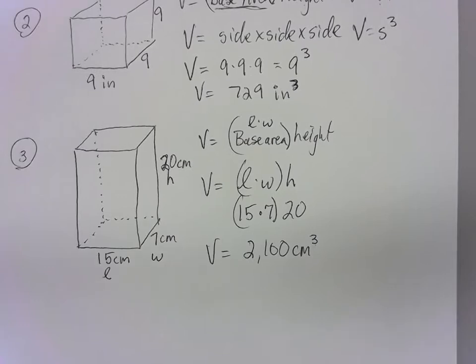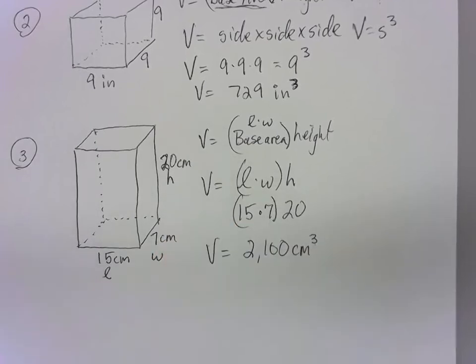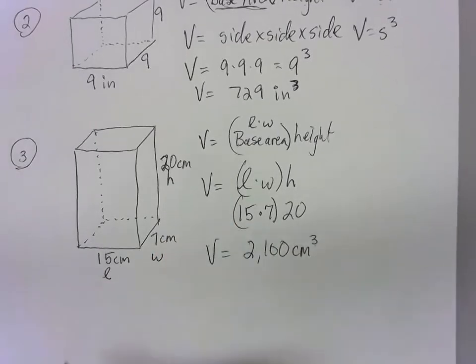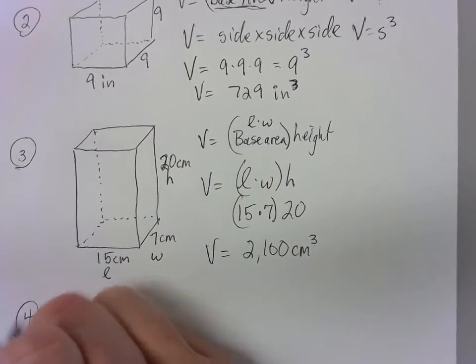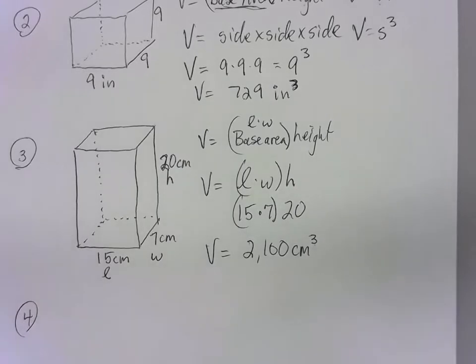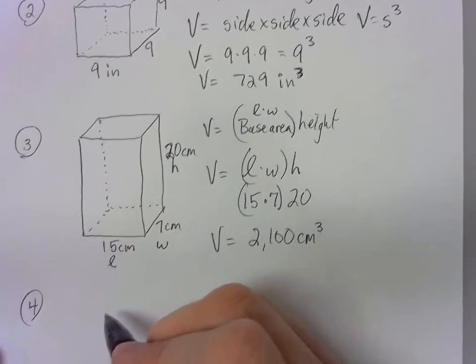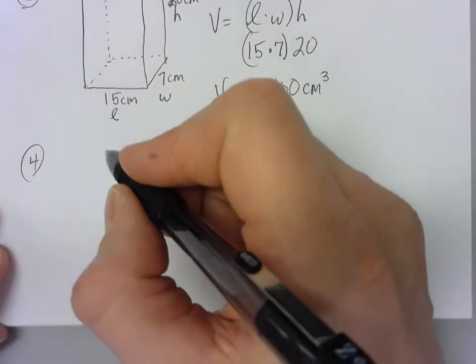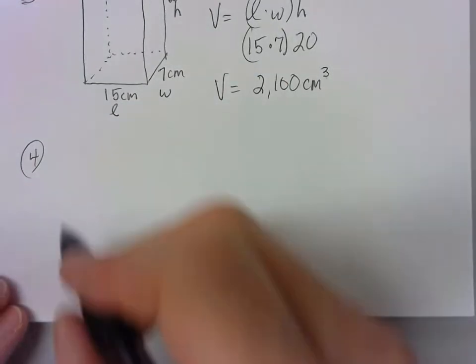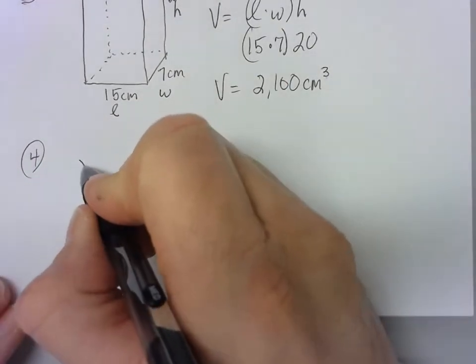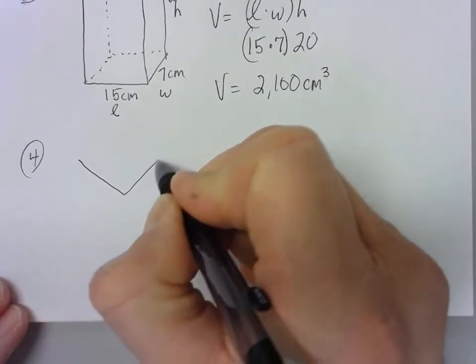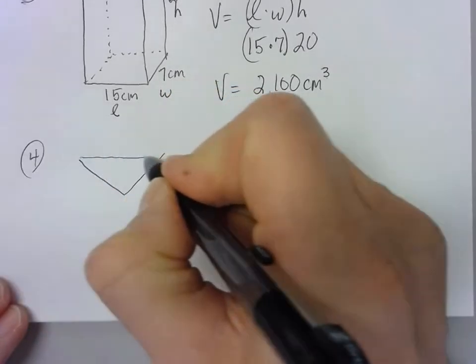Alright, so now we've got the cube. Now we've got the rectangular prism. And that brings us to our other topic for today. That would be the one that's the triangular prism. Okie dokie. So triangular prisms, of course, have triangle bases. So we'll start out by drawing a triangle. This is going to be a right triangle.